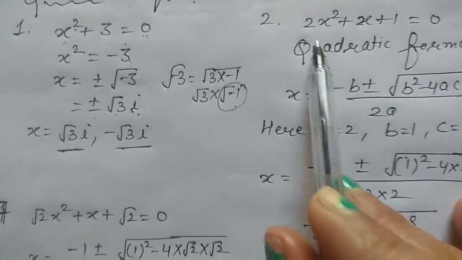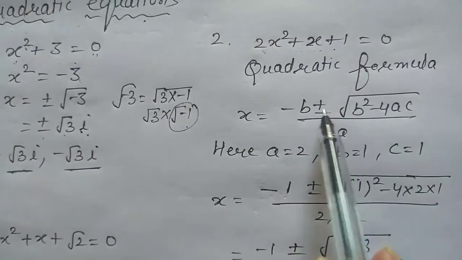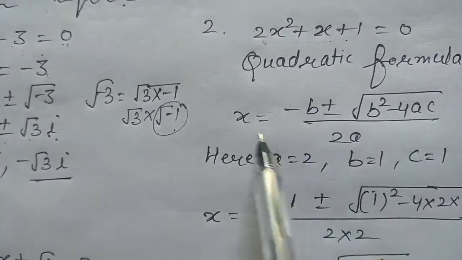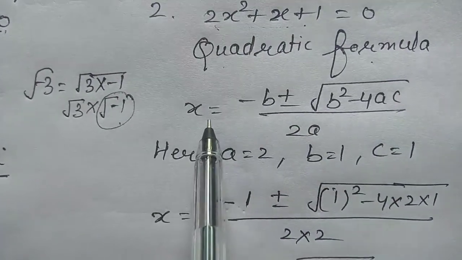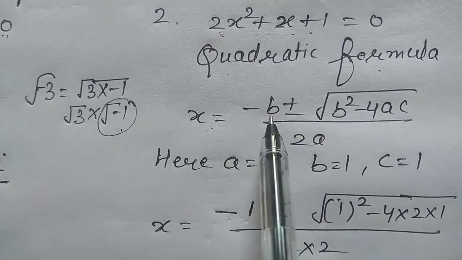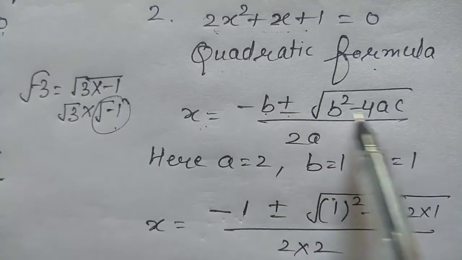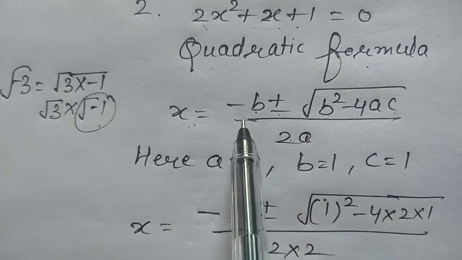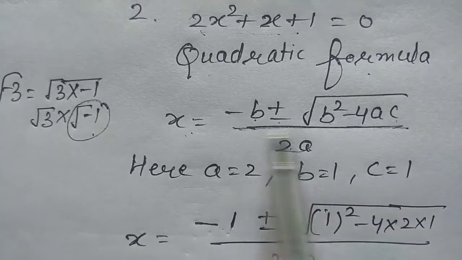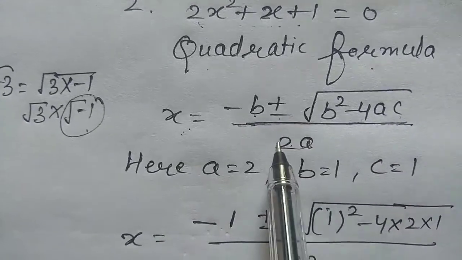Same in the second question, a quadratic equation is given in which we have to find x. So in this we will find it by the quadratic formula. What is the quadratic formula? x is equal to minus b plus minus root of b square minus 4ac upon 2a. This formula you have done in 10th class, 4th chapter. So the same formula we will apply here.